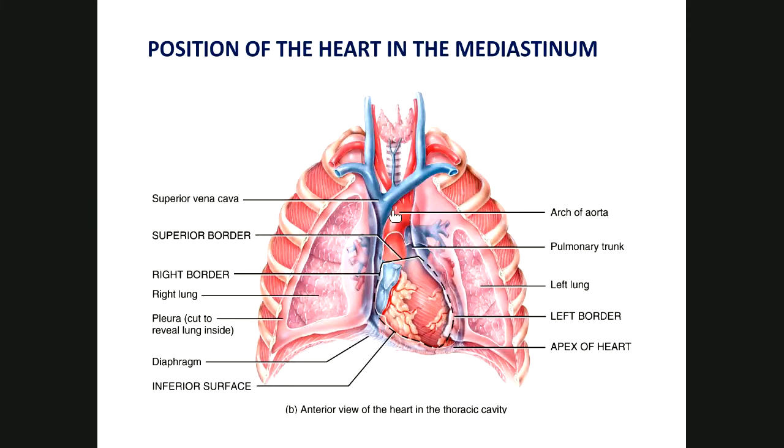So here we're looking at the anterior view of the heart in the thoracic cavity. This whole region in here is the thoracic cavity. Remember, this is the diaphragm. These are the right and the left lungs, and the region in the center here is called the mediastinum. We could see the aorta, the arch of the aorta, and the pulmonary trunk. So this gives us an indication that this is the anterior portion of the heart.